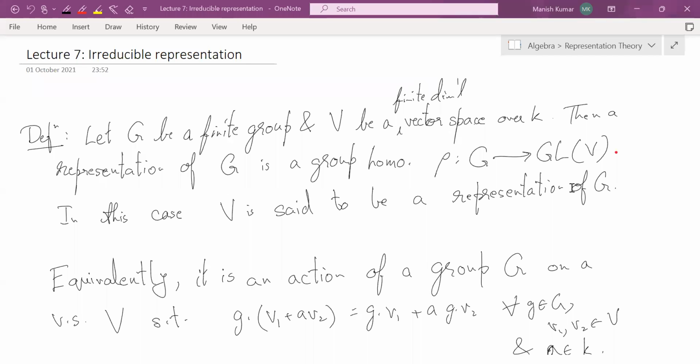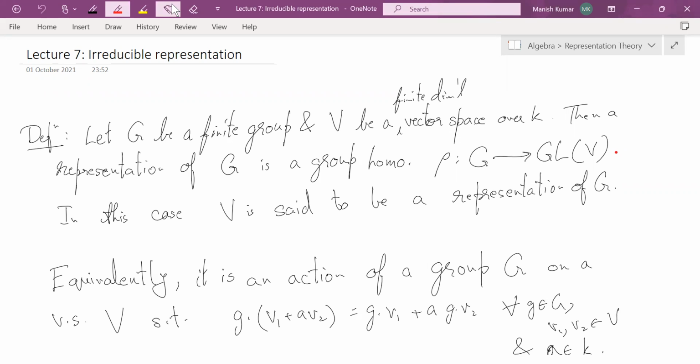Okay, so last time we defined representation of groups, what a representation is. So I'll just recall.